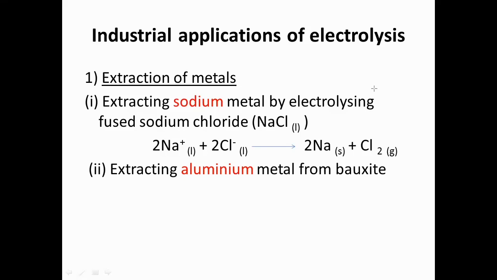Next, we are going to see the industrial applications of electrolysis. The first one is the extraction of metals. First, extracting sodium metal by electrolyzing fused sodium chloride, which is already covered in our previous slide. And the second one is extracting aluminium metal from bauxite.